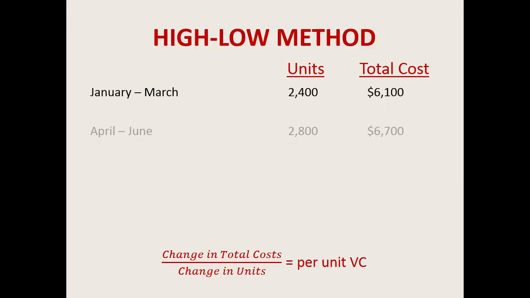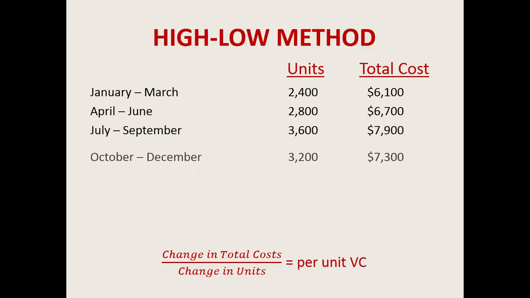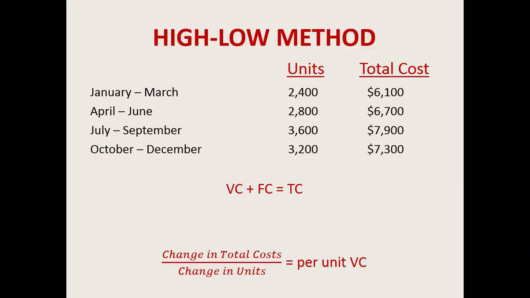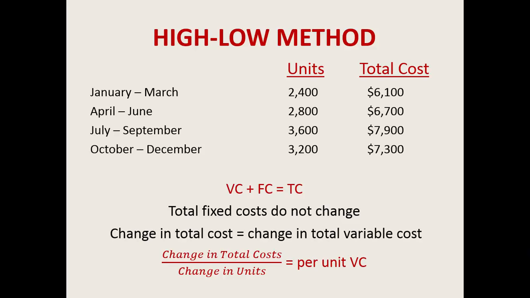So what are we talking about? Well, if you look at 4 quarters of production here, you have January to March with the lowest level of production and the total cost for that period. And you have the 3rd quarter as the highest production of the year. So you take the change in units and the change in cost from the high and the low, and this is how you're going to calculate the per unit variable costs. So then you're just kind of backing into what fixed costs are.